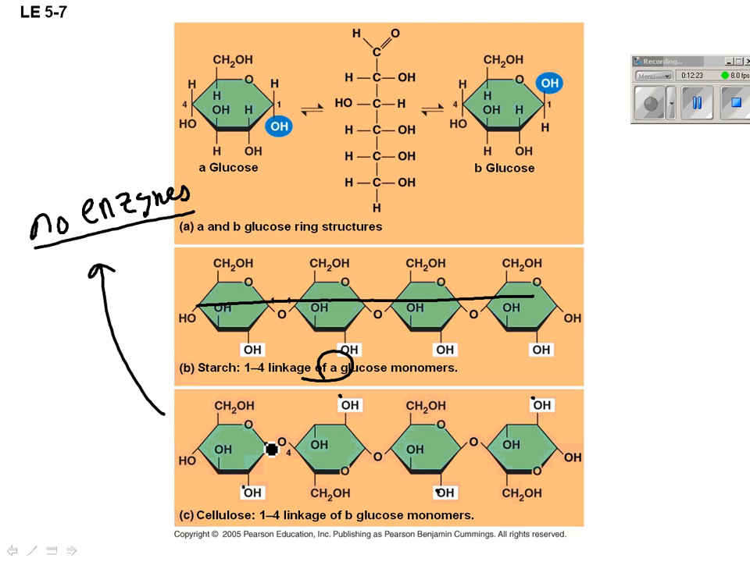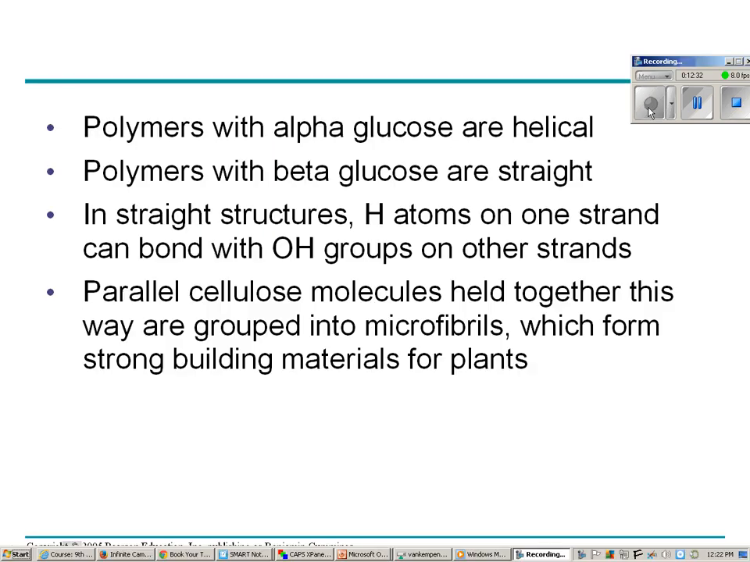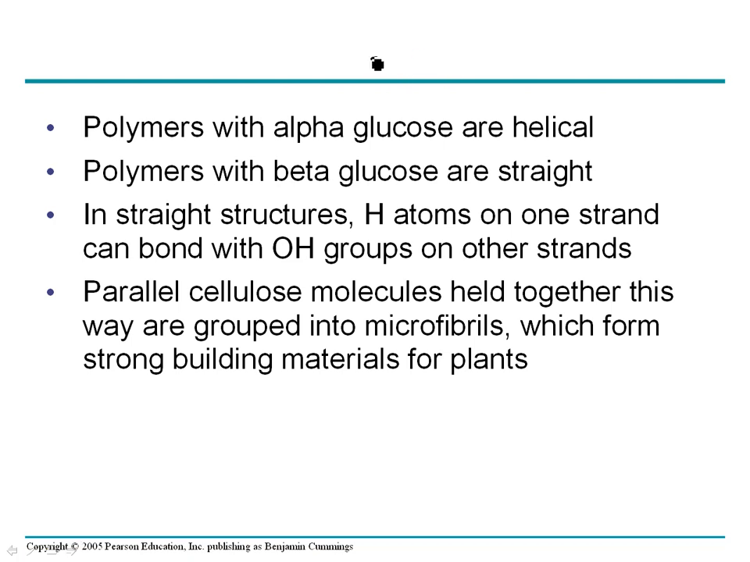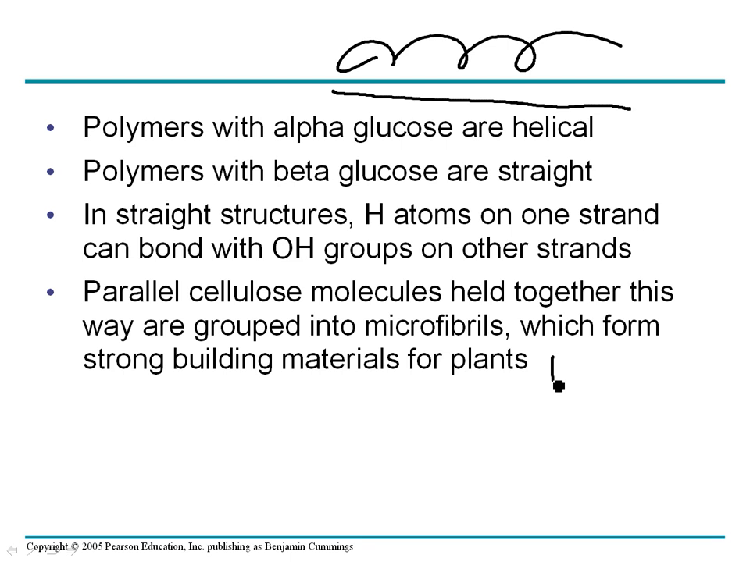When we talk about digestive systems a little later, we'll come back to this. So talk about why herbivores can and you can't. Polymers with alpha glucose are helical, like this. Polymers with beta glucose are straight. Now think about this. So in a plant, it can make a really strong upright structure because they stick together great. So these parallel fibers form cross links with each other. So a plant can stand up.